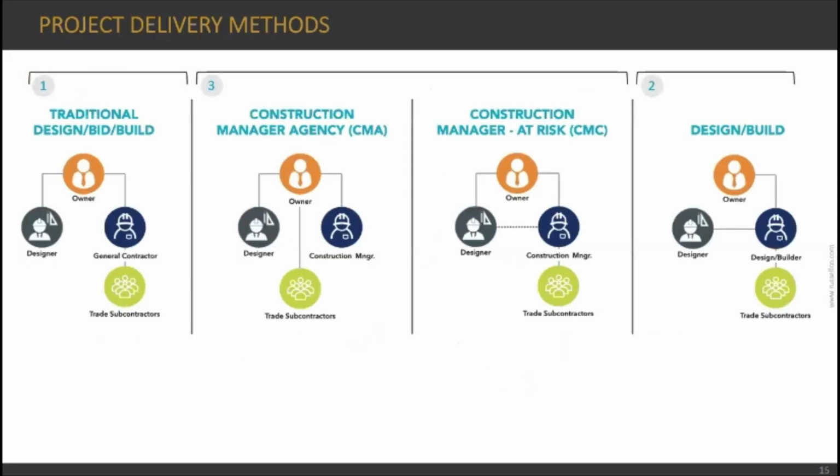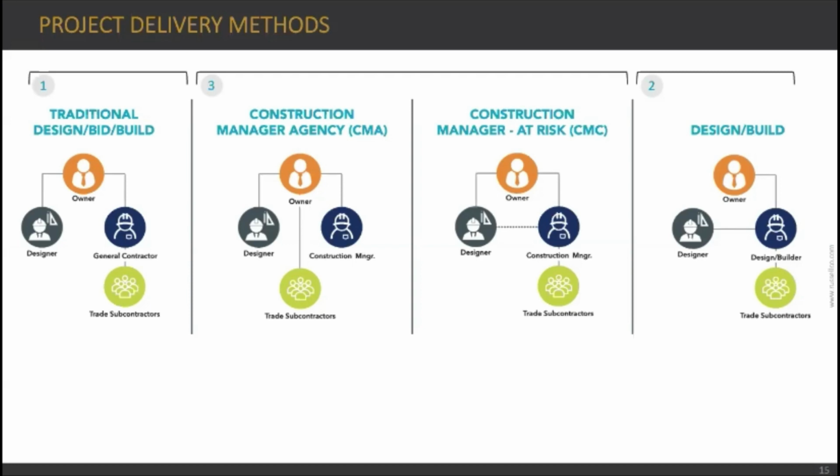So now we are going to see the common project delivery methods. There are three common project delivery methods. The first one is traditional, or sometimes design-bid-build. It's the same. The second one is design-build, and the third one is construction management, and it has two different models. One is construction manager as agent, the other is construction manager at risk.